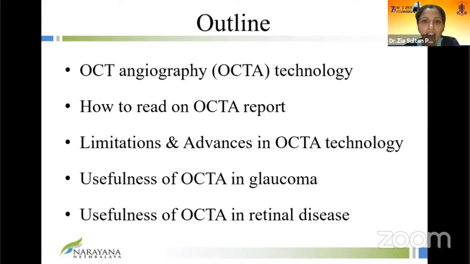So the outline of this course will be, we'll first talk a little bit about the technology and how to read an OCTA report. We'll then discuss what the limitations and advantages of the technology are. And then my colleagues will discuss the usefulness of this imaging technique both in glaucoma and in retina.